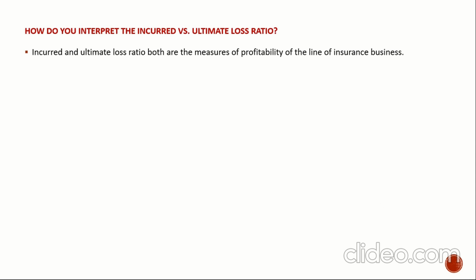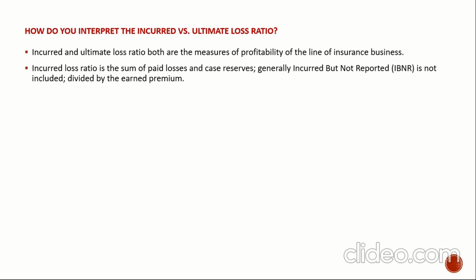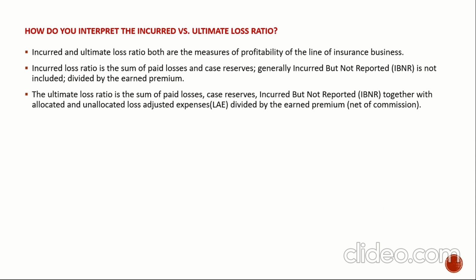Incurred and ultimate loss ratio both are measures of profitability of the line of insurance business. They differ in a slight manner. Incurred loss ratio is the sum of paid losses and case reserves divided by earned premium. Generally, in the incurred loss ratio, incurred but not reported is not included. The ultimate loss ratio is the sum of paid losses, case reserve, incurred but not reported, together with the allocated and unallocated loss adjustment expenses, divided by the earned premium.